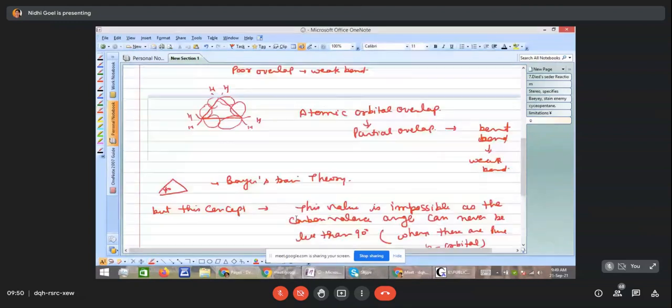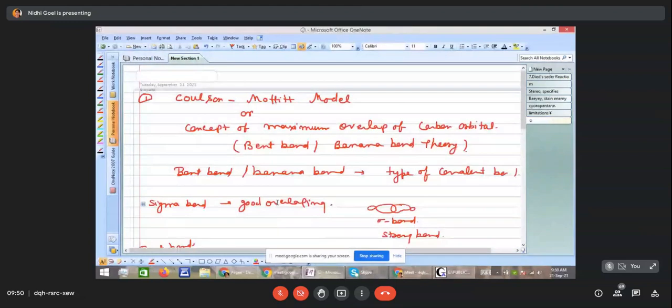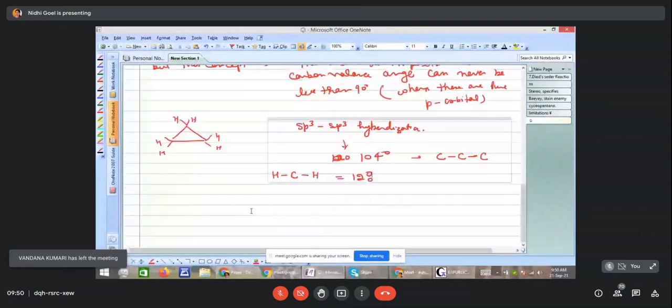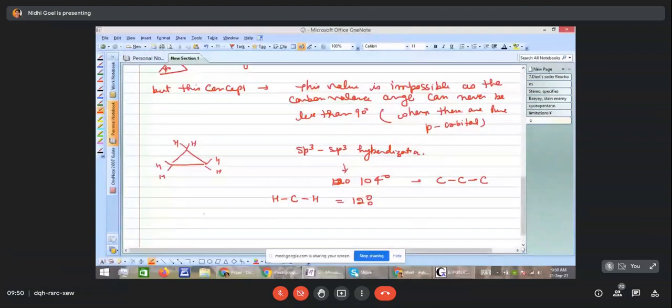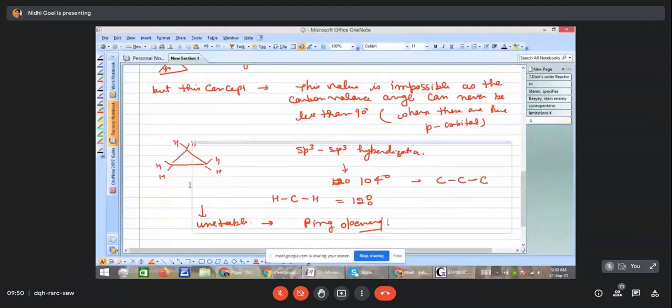So this model proposed that in cyclopropane partial overlapping occurs, so a bent bond or banana bond is formed. The angle deviates from the normal tetrahedral angle to 104 degrees, and the H-C-H angle is 120 degrees. So overlapping is decreased, so it is unstable, and cyclopropane undergoes ring opening. So this is another theory about the angular strain of cyclopropane.